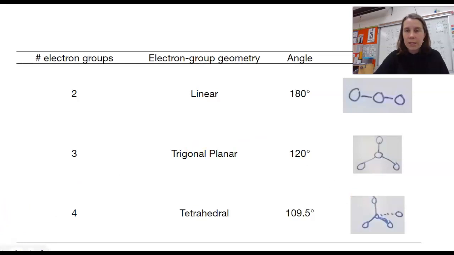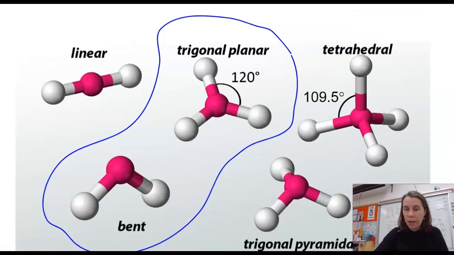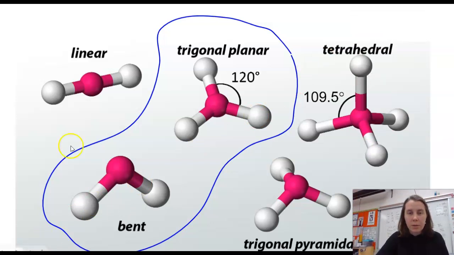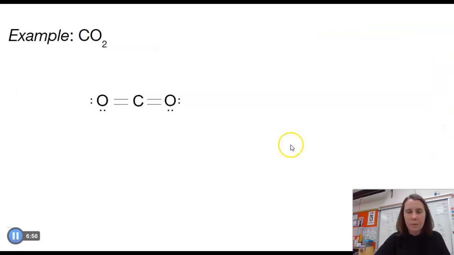Okay, so now let's take a look at how this changes as we add or remove electron groups. If one of our electron groups is not a bond, but is instead a lone pair, we go from trigonal planar to bent, right? And if we have a tetrahedral geometry and we substitute a lone pair for one of the bonds, we get trigonal pyramidal, right? And then if we substitute 2, we'll get bent. All right, so that just summarizes the relationship there, which we talked about before.